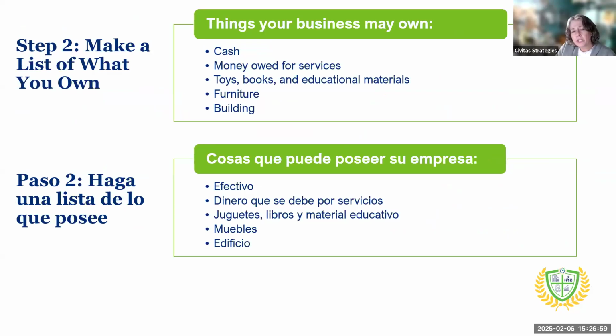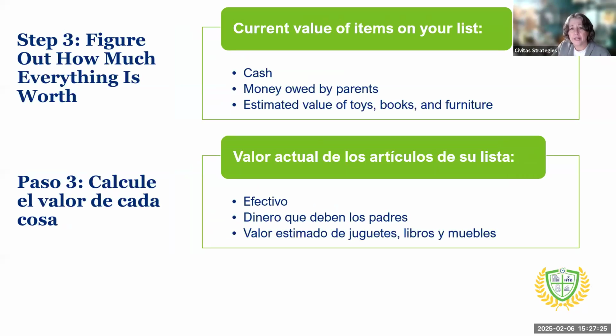And then what I want you to do is think about all of the assets that your business has, right? So everything you own: the balances in your accounts, money that perhaps families haven't paid you yet, any investments that you have in equipment, even your furniture and things like that. And if you own your building, the value of your building counts as well. All right, so that's determining all of our assets there.